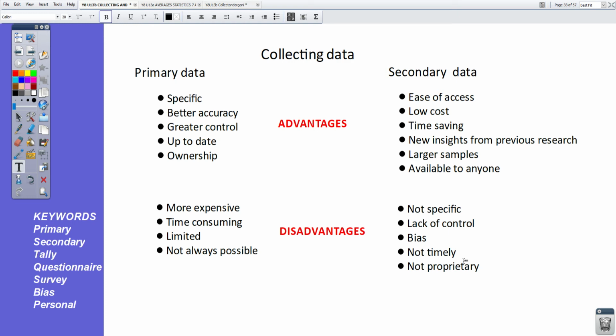COVID-19, the data would be absolutely useless, because obviously foreign holidays this summer have been zero. Not proprietary, not necessarily relevant to the company or anything that's of use to you at this particular moment in time. So lots of disadvantages to secondary data. Much easier to obtain, much cheaper to obtain, but there are lots of disadvantages. So let's move on. You have to decide yourself, by the way, which is more relevant to you, primary or secondary data.